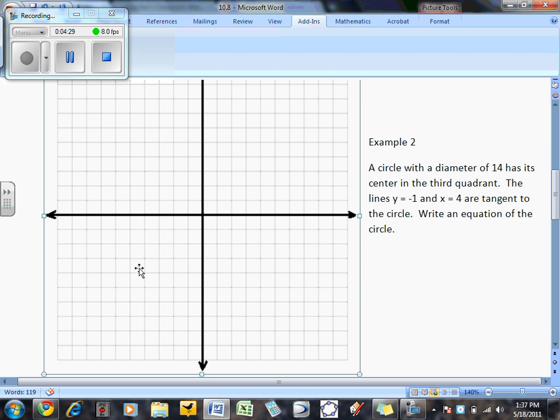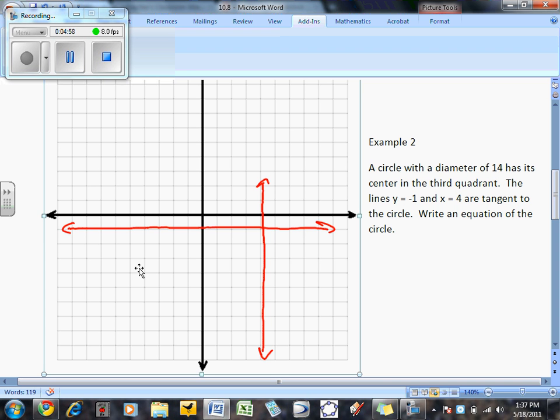So somewhere over here in the 3rd quadrant. The lines y equal to negative 1 and x equal to 4 are tangent to the circle. Write an equation of that circle. So y equal to negative 1 looks like this. This graph of that looks like that, right? And then x equal to 4. 1, 2, 3, 4. Looks like that. So this circle is tangent to both of those.